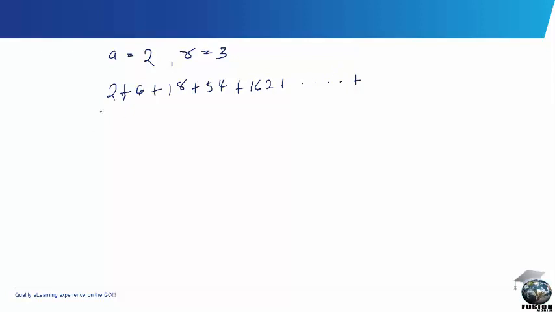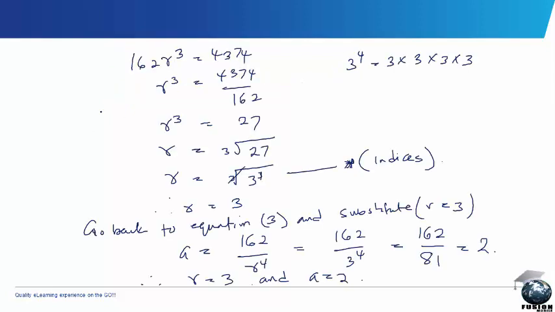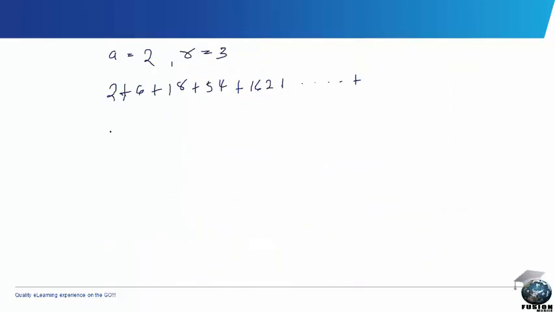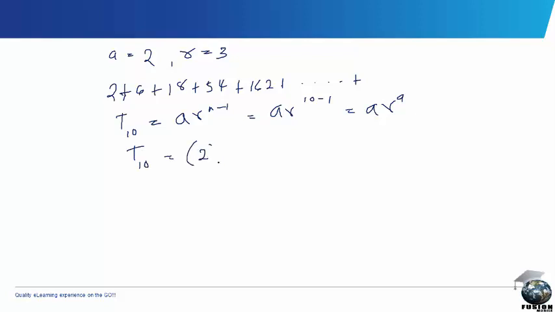Instead of going through these multiple multiplications, we can quickly find the 10th term by saying that T10 is equal to ar raised to the power n minus 1, where n is equal to 10. We have ar raised to the power 10 minus 1, which is equal to ar raised to the power 9. Therefore T10 will be equal to a, the first term, 2, and r, the common ratio, 3 raised to the power 9.